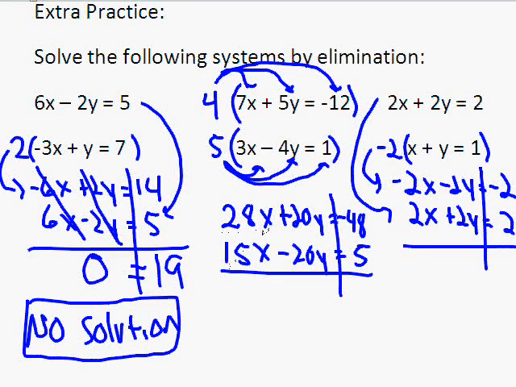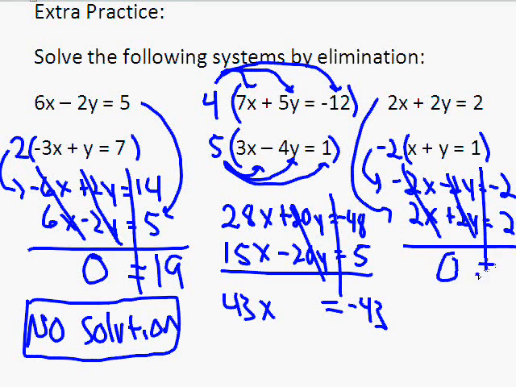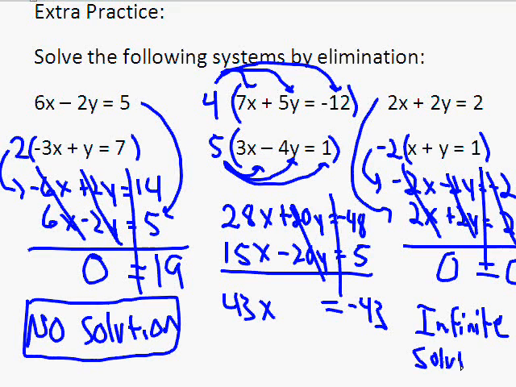For the second one, 28x plus 15x gives us 43x. The y's cancel out, leaving us with negative 48 plus 5, which is a negative 43. We can solve for x in this one, and we will here in a second. For the third equation, the x's and the y's canceled out, giving us 0. And notice the numbers also canceled, giving us 0. 0 does equal 0, so in this case there are infinite solutions, because we were left with a true statement when we tried to solve the equation.